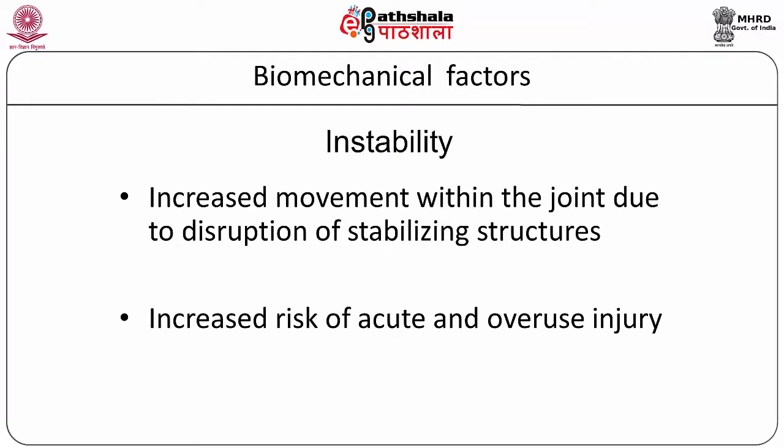On the other hand, presence of excessive range of motion makes the joint unstable. Instability refers to increased movement within the joint due to disruption of stabilizing structures such as ligaments and capsules. This increases the risk of both overuse and acute injuries.